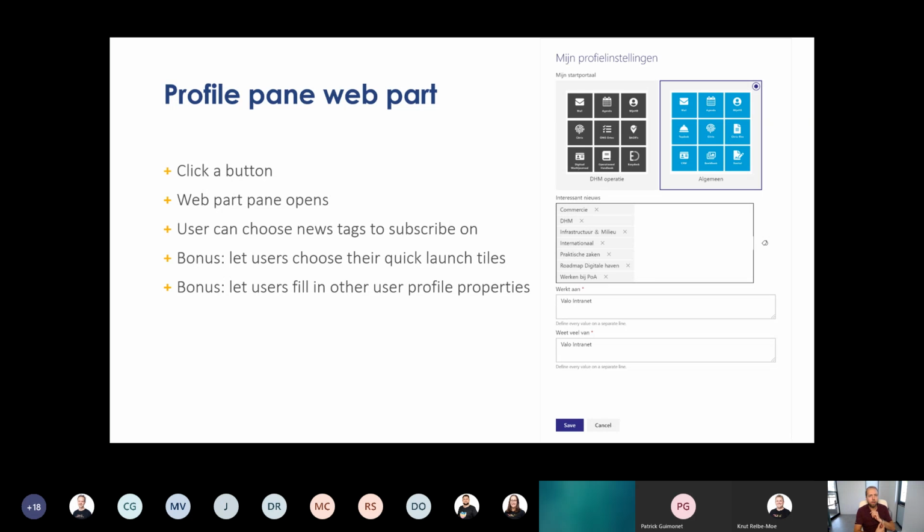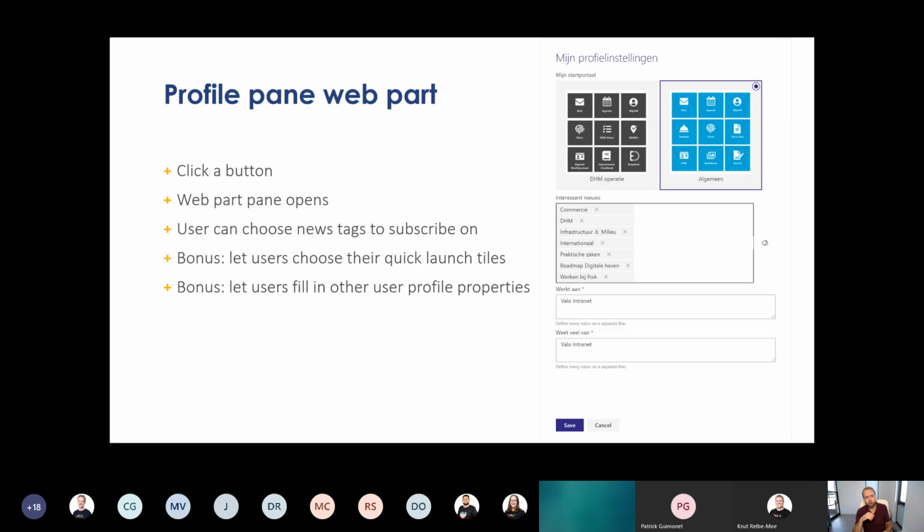So we have two options here. So users can select the algemeen, which means general, the general tiles, or the DHN operational tiles. And that's also something we then store in the user profile of that person, and we then filter. We use the tabs in the tabs web part in Valo, and we show either one or the other to the particular user. So that was very convenient for them as well.